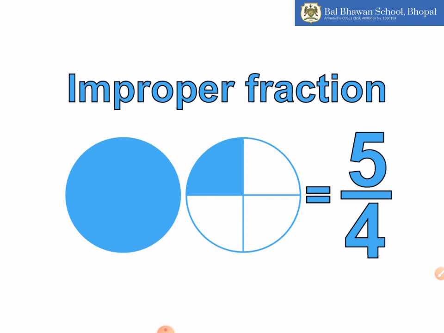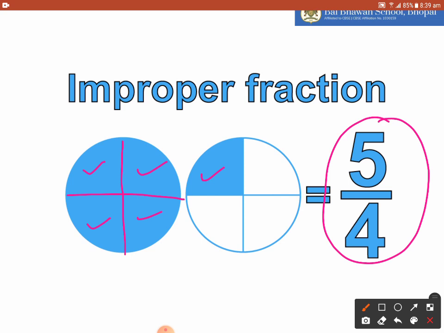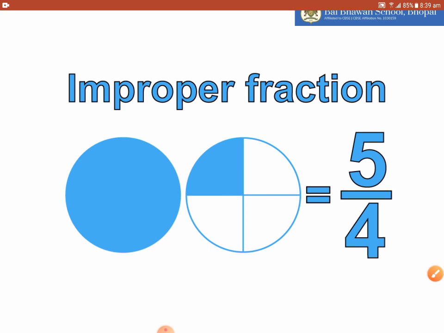Let us talk about improper fractions. An improper fraction is like 5 upon 4. It means we want 5 parts out of 4 equal parts, which is practically not possible, and that is why we represent it in this way: the first part is represented by this whole circle. So 4 parts out of this circle and 1 part of the second circle gives you 5 parts, and it is representing an improper fraction, which is 5 upon 4, where the numerator is bigger than the denominator.